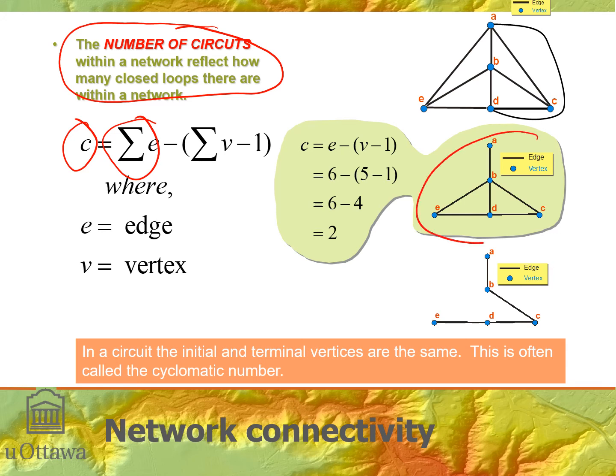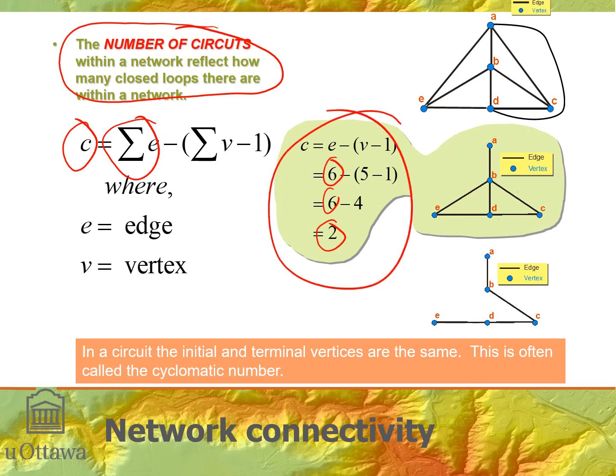So in this network example right here, we have, again, always 5 vertices, and we have 1, 2, 3, 4, 5, 6 edges. So 6 edges minus 5 minus 1 is 6 minus 4 equals 2. So there's 2 circuits in that network, and we can see where they are visually. But we could calculate that without having to visually look at the network.